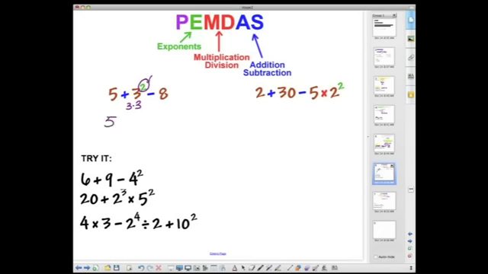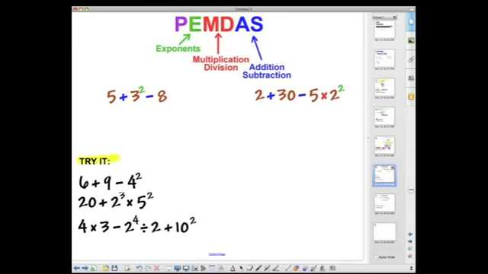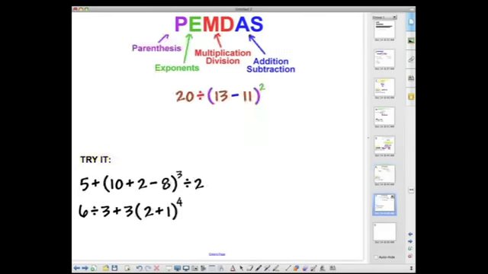We rewrite it, 5 plus 3 times 3 is 9, minus 8. All we have left is addition and subtraction, so we solve from left to right. 5 plus 9 is 14, minus 8 is equal to 6. So again, you can try it for extra practice.